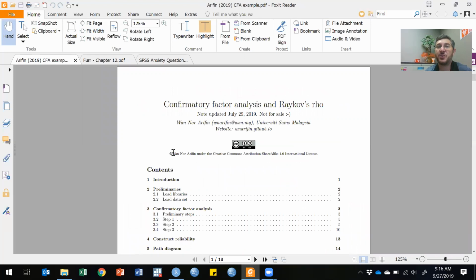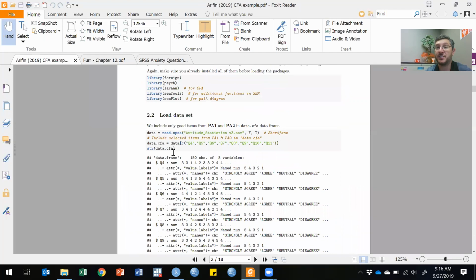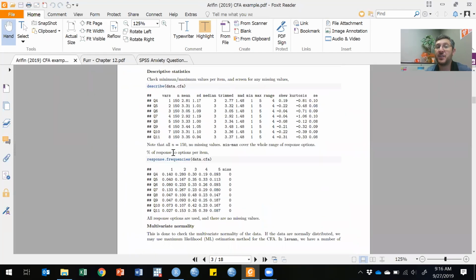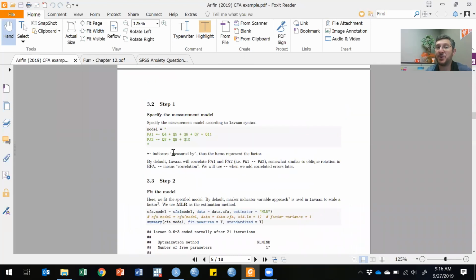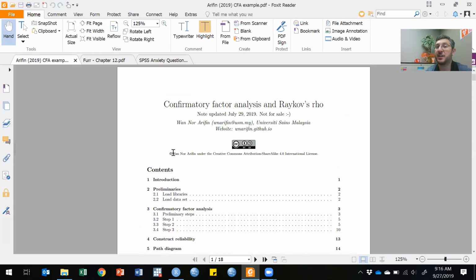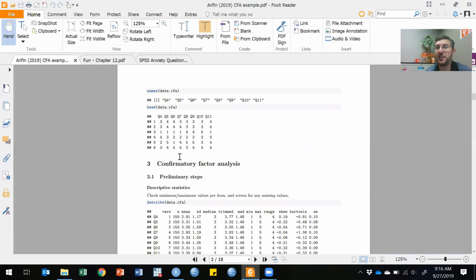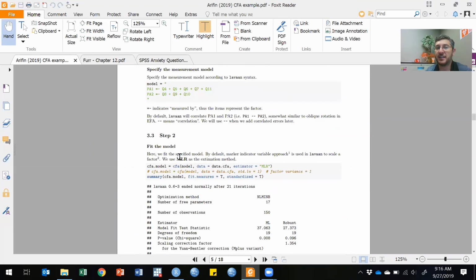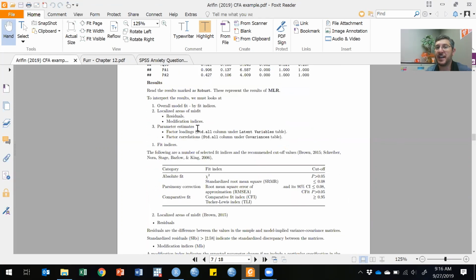This Afrin article is really a walkthrough of using the lavaan package that we'll be doing. So it's going to be similar to the one that I'm going to walk you through too, but here's another one where he shows you the R code to read your data, how you fit your model in lavaan, and then some interpretation guidelines. And that's what I'm going to go through in this video too.